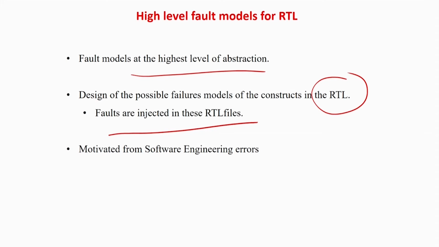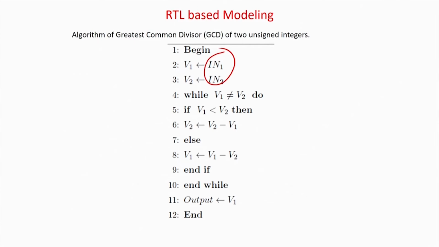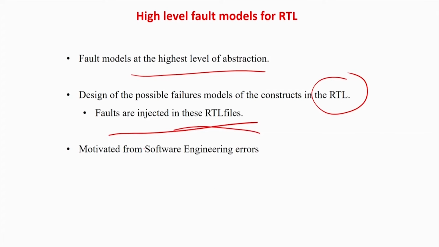So RTL, as you see, is very much similar to software. It is basically nothing but a code, and I can very easily translate it to C code. So people have tried to get motivated by the fault models from software engineering errors, because software testing is a huge subject in software engineering. What type of fault models do they take? People have tried to adopt those models into the RTL model, because RTL is nothing but a code.